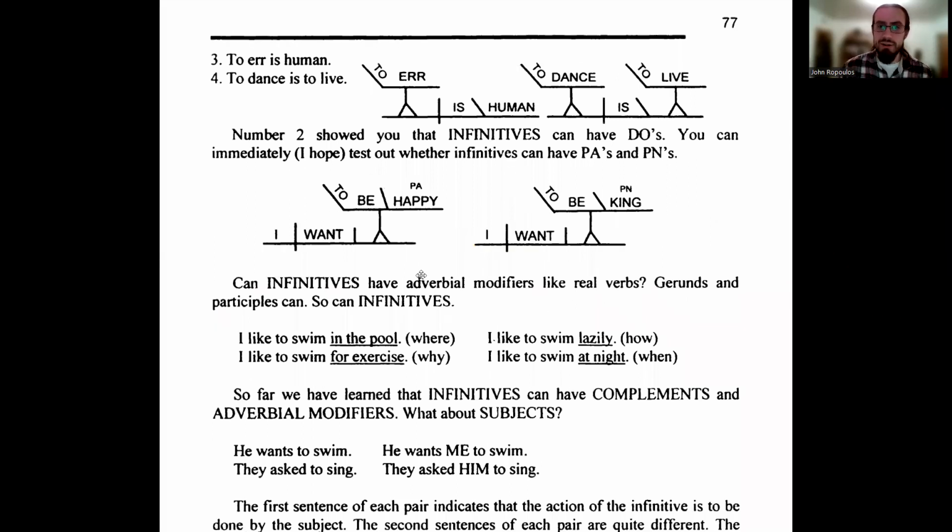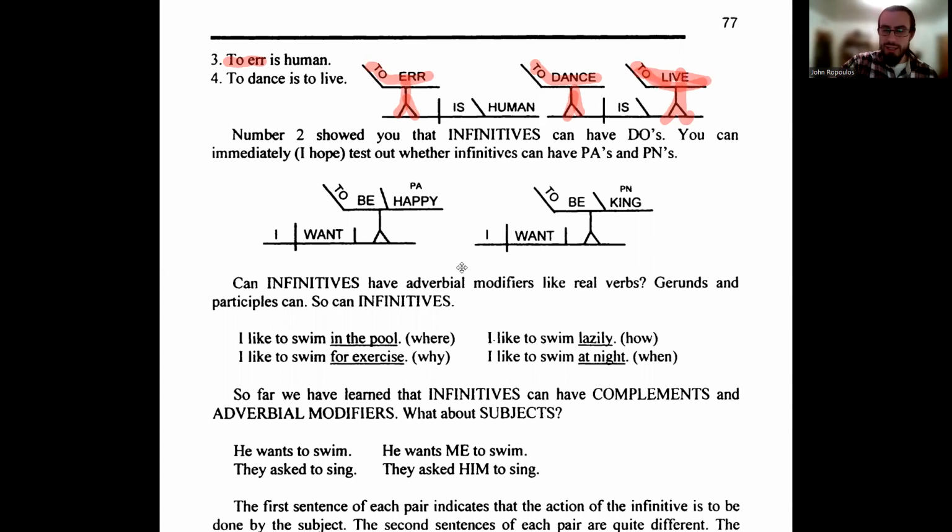To err is human. Okay, so now the infinitive is a subject. To err here is our subject. Now notice how we diagram these. We put them on a little hangman, and then there's a slant up where we put the to. To dance is to live. We got a subject and a predicate noun, right? Kind of looks like a person.